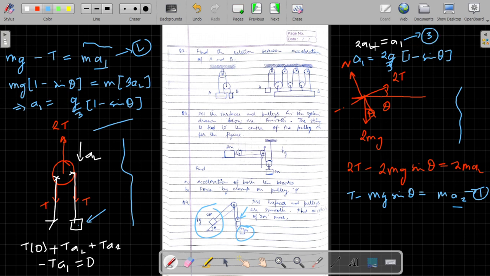This was the constraint relation equation, and then we drew the free body diagram of mass 2m. We wrote the equation, and then for the free body diagram of the mass m, we wrote its equation, mg minus T is equal to m a1. We assumed that mass m is going downwards, so its acceleration was selected as a1. After substituting everything, we got the answer.